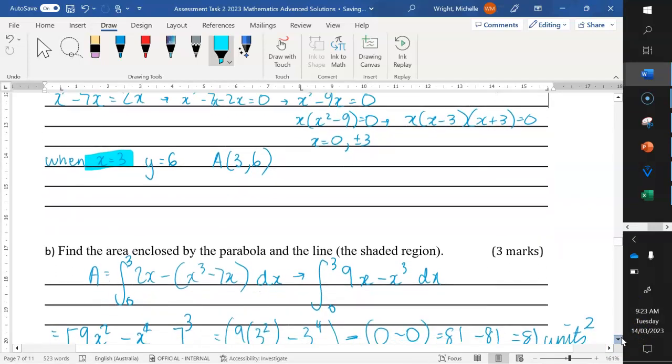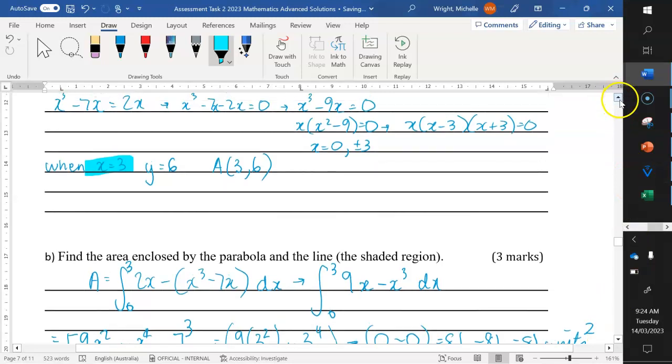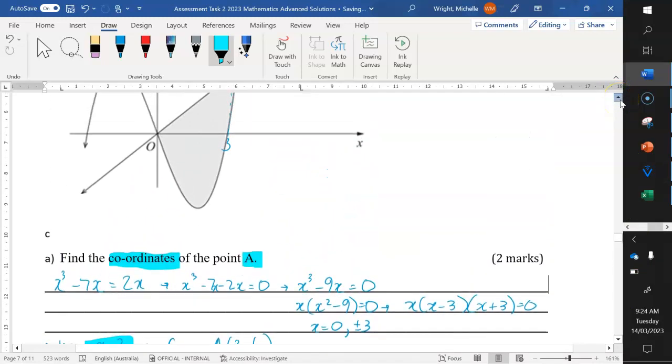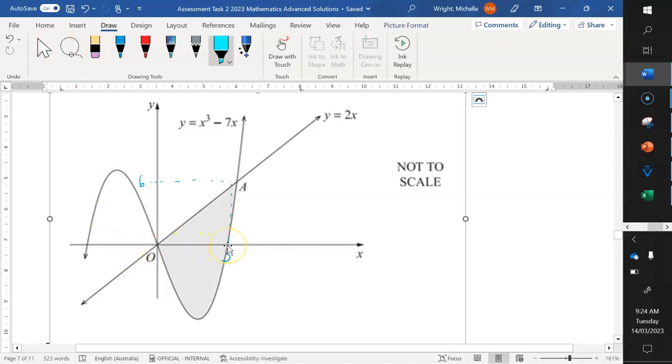Okay, now we want to find the area enclosed by the parabola and the line. So basically the shaded region. So if you remember what we did back in class, if we're looking at the area between two graphs within a particular set of x values or a domain, we have a look within that domain. And so in this case, that is between x is 0 and x is 3. And we want to have a look at which graph, or if there is a graph, that sits above the other graph the whole way through that domain of values. So between 0 and 3, this curve, y equals 2x, is always above the curve, y equals x cubed minus 7x.